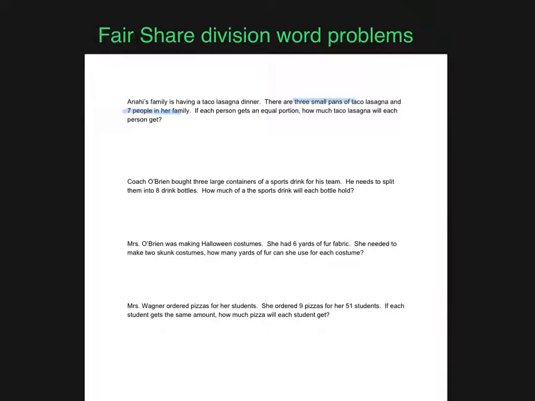That's very important. So from here, all we need to do is ask ourselves, are we splitting up the lasagna and giving it to the people in her family, or are we taking the people in her family and giving it to the lasagna? There's a clear, obvious answer, so we are taking the 3 small pans of lasagna and dividing or sharing it between the 7 family members.